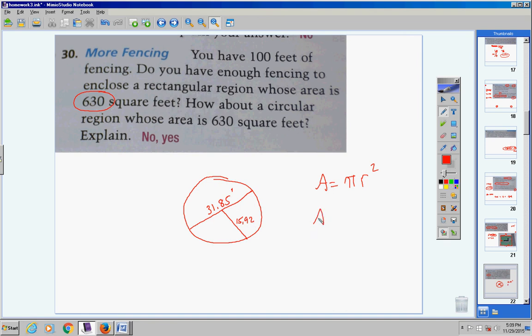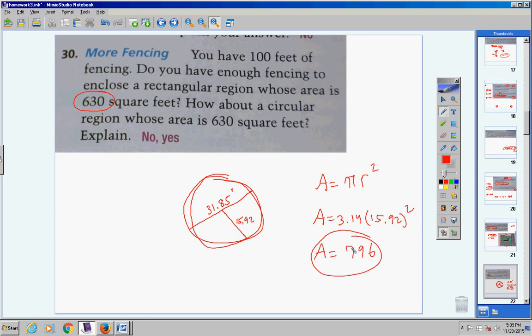So the area of this circle is 3.14 times 15.92 quantity squared. Let me grab my calculator here. And I'm getting this for my area. It's easily taken care of. Easily. I'm getting 796. So yes, definitely. Do I have enough fencing to make a circular area whose area is 630 square feet? Yes, I have enough fencing. I've got plenty. If I make a circular region with 100 feet of fencing, my area is this much.